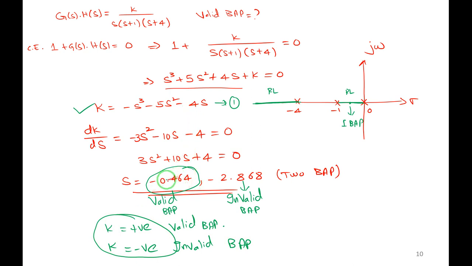Just substitute the values of s, whatever you've got breakaway points. So if I substitute -0.464, I will get value of k as positive. So it is valid breakaway point. If I substitute -2.868 in equation 1, I will get k value as negative. So it is invalid. So this is invalid breakaway point and this is valid breakaway point. So s equal to -0.464 is valid breakaway point.